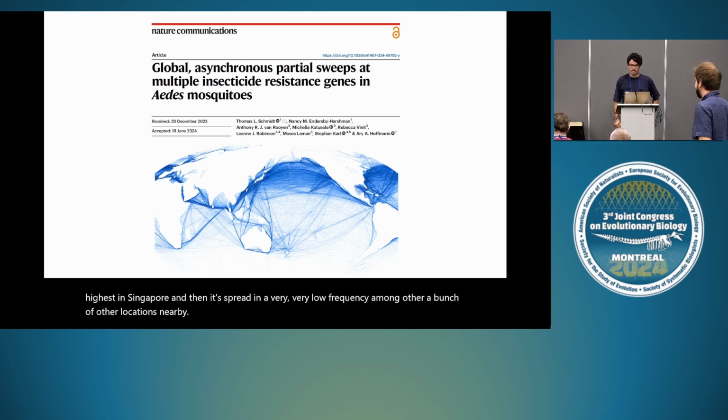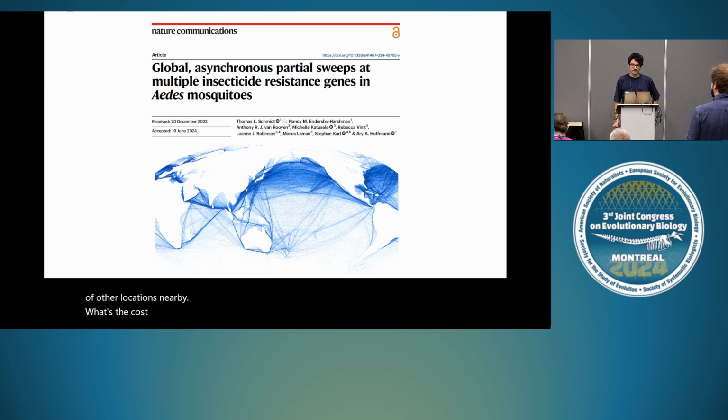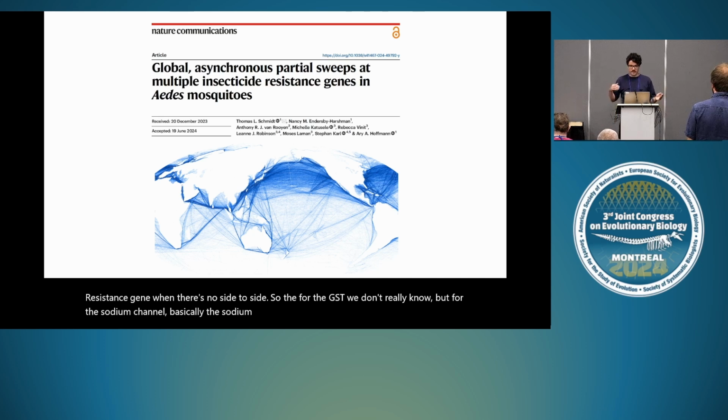What's the cost of the resistance gene when there's no insecticide? Well, for the GSTs, we don't really know. But for the sodium channel, it's the target site for pyrethroid insecticides.